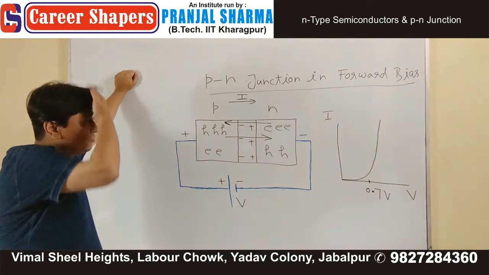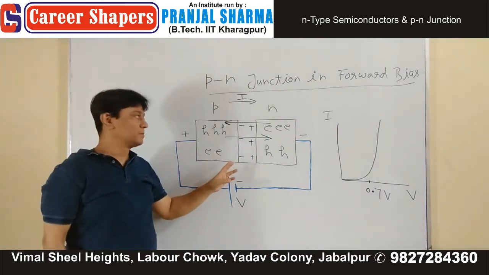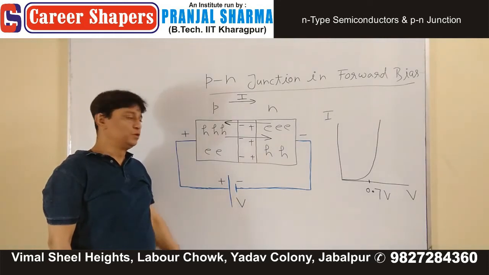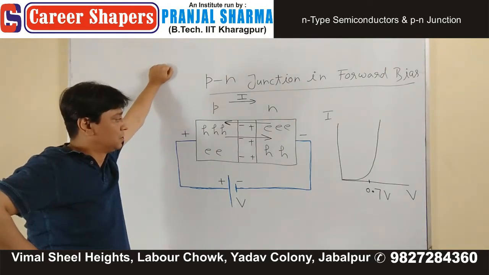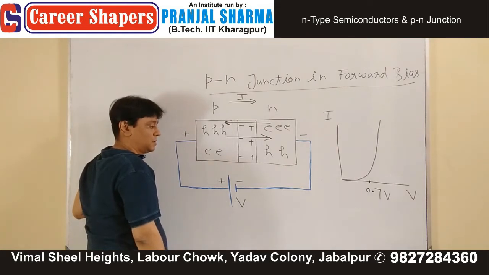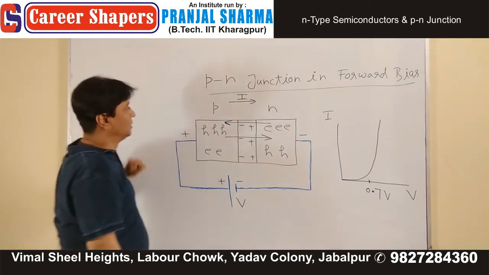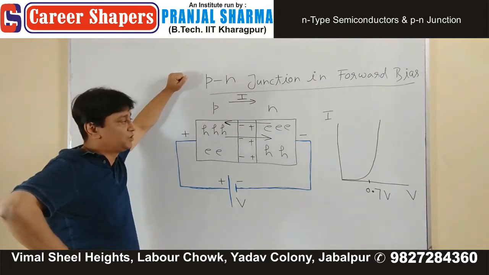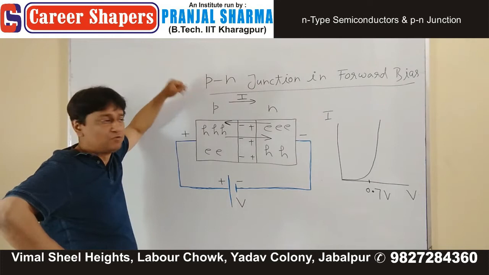When a PN junction is connected in forward bias, holes in P region which could not move to N region because of the potential barrier at the junction gain sufficient energy to do so, to move into that N region.